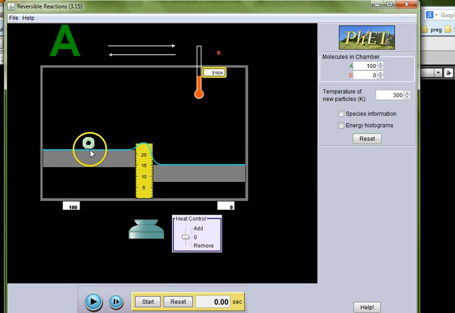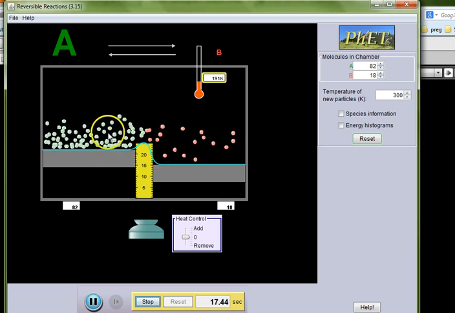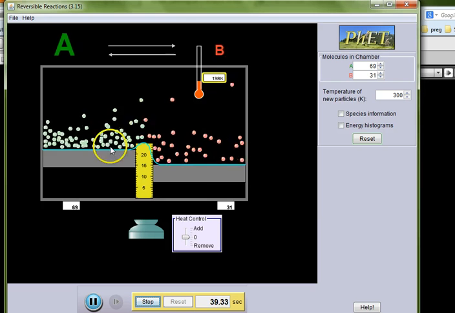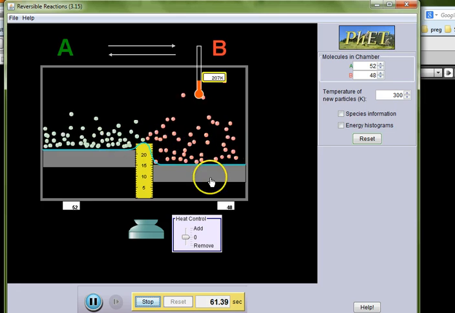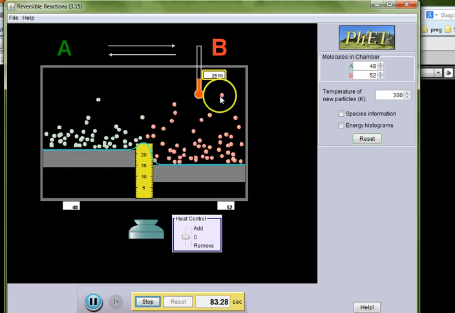Now you can see that the molecules are already there, but the experiment is paused. I'm not doing anything right now. Then I'm going to press the play button and start the stop clock at the same time. You can see that the reaction has started. The reactants are moving to the product side, that means they are getting converted. You can see the sizes or the ratios of A and B changing. Temperature is going up and down, but it's fairly constant.